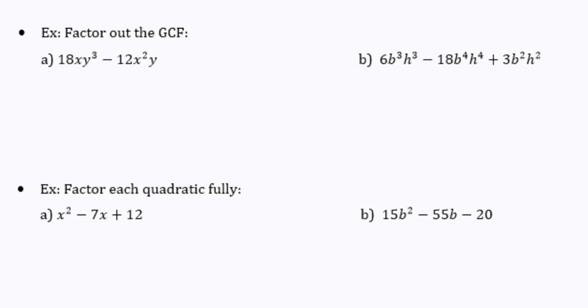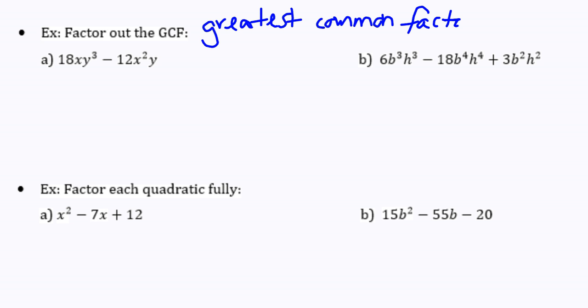So here are some examples of trying to factor. Now, first thing is factoring out the GCF. GCF, we should remember, stands for greatest common factor. And that's exactly what I'm looking for. I'm going to look through however many terms I have, and I can do this with any polynomial, no matter how many terms there are. And I want to find a common factor among my terms.